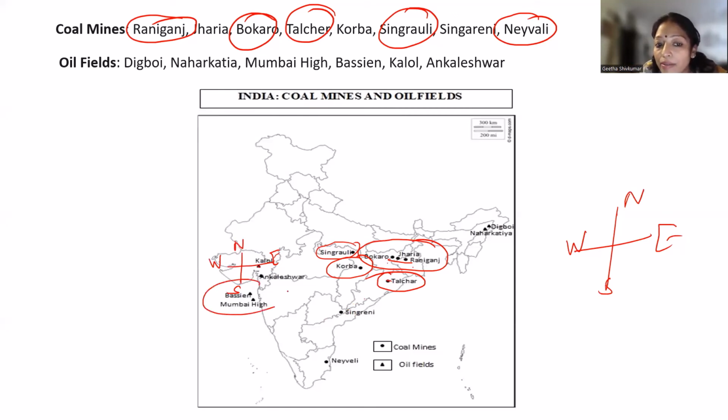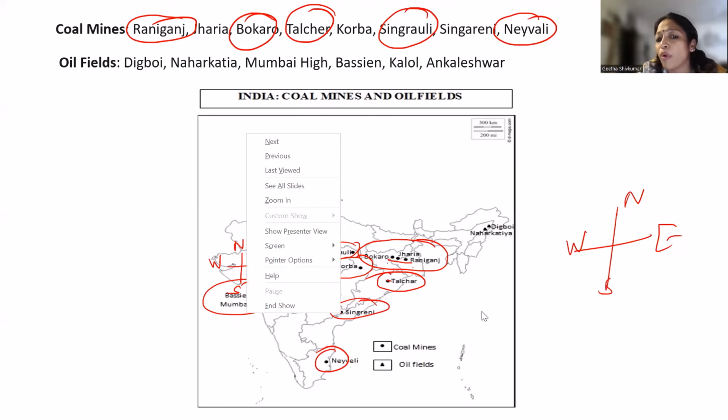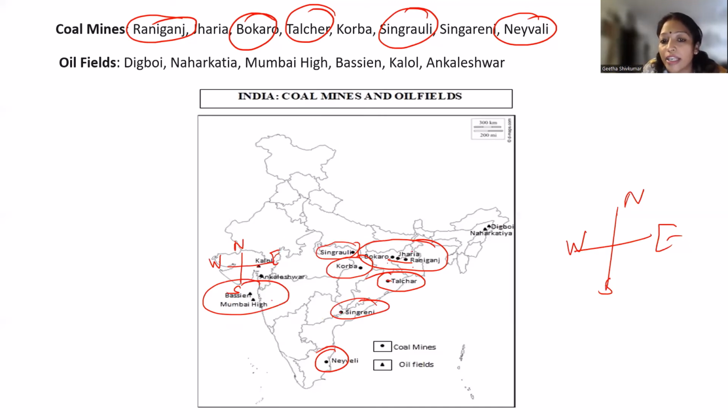Next is Mumbai High and Basin. It is in the Arabian Sea, just a little off Maharashtra. Then you have Neyveli, which is in Tamil Nadu. Then Singrauli is again, not in the border, but it's in Telangana, in the topmost corner of Telangana above the border. Then Ankleshwar is again in Gujarat. It is a very, very famous oil field.